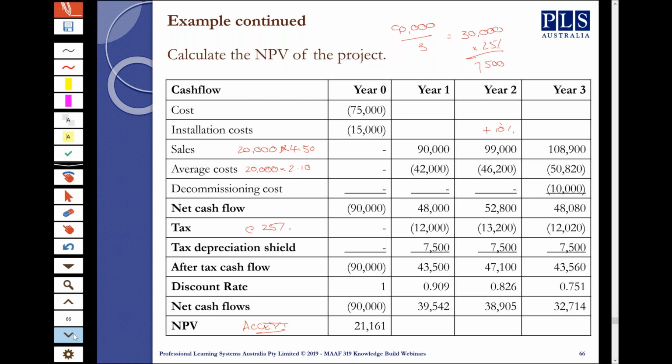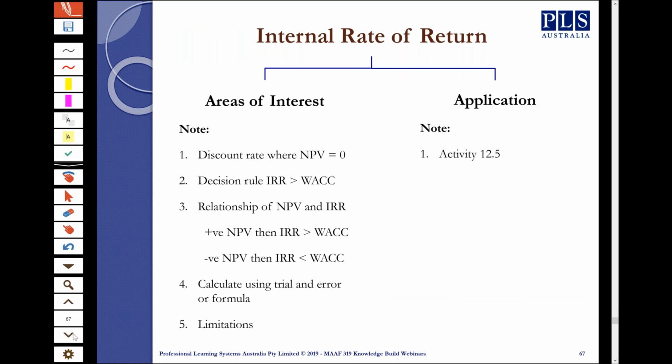As we jump out of our NPV, however, you've got your internal rate of return. Admittedly, you do see it in activity 12.5. It's not a major area for the exam. Internal rate of return is basically the discount rate where the NPV equals 0. The decision rule is that you would accept the project if the internal rate of return is greater than your weighted average cost of capital.